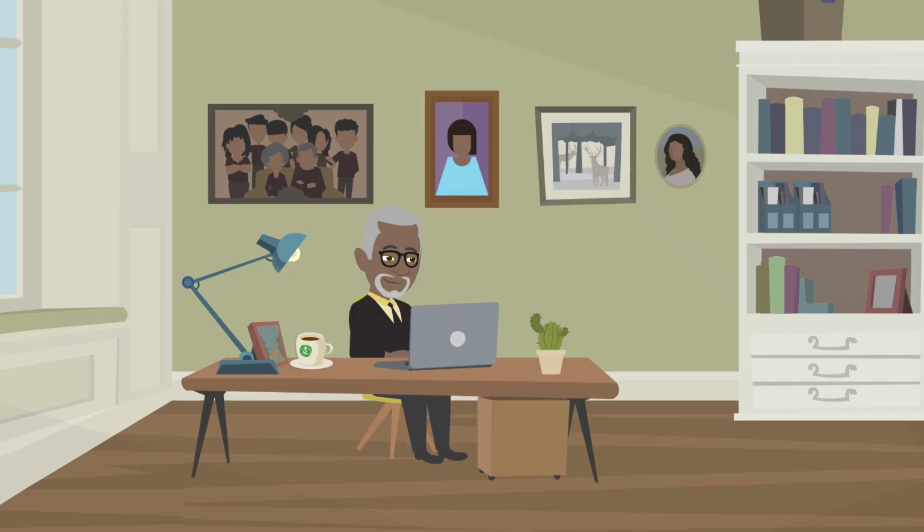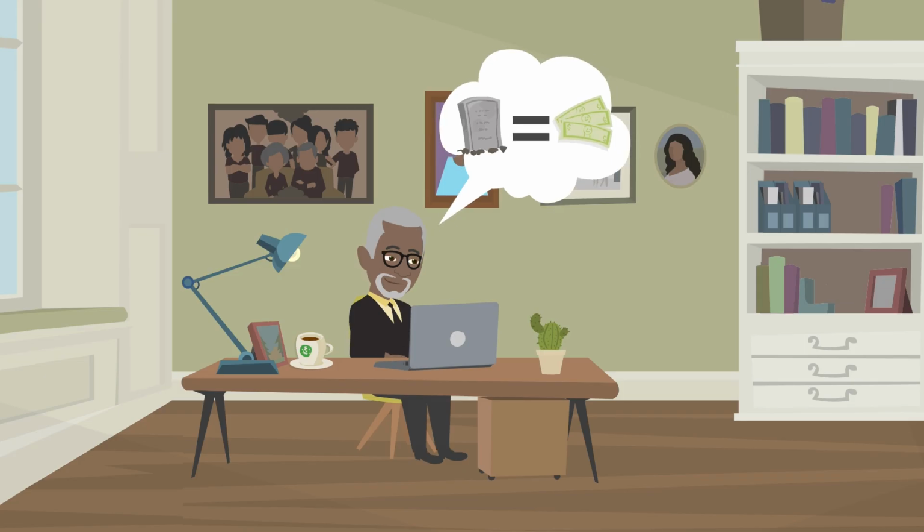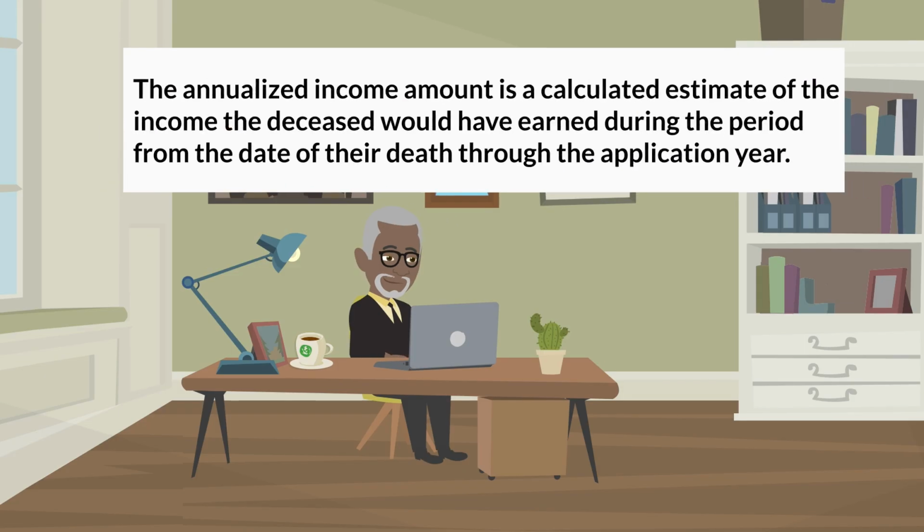An annualized income amount is required to determine if the deceased applicant is eligible for a rebate. The annualized income amount is a calculated estimate of the income the deceased would have earned during the period from the date of their death through the application year.